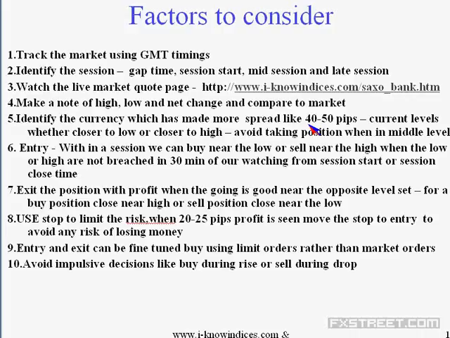So which way you can identify a currency? When you are watching the currency, you try to see that currencies which are making at least 40 to 50 pips spread between the high and the low. Such currencies will give trading opportunities, because basically after taking a buy, you should be able to book profit as quickly as possible. After taking a sell, you should be able to book profit.